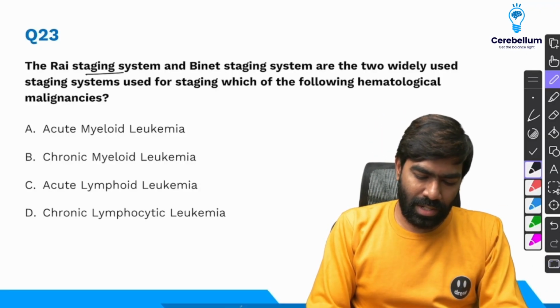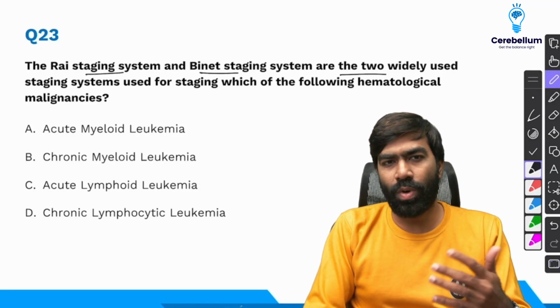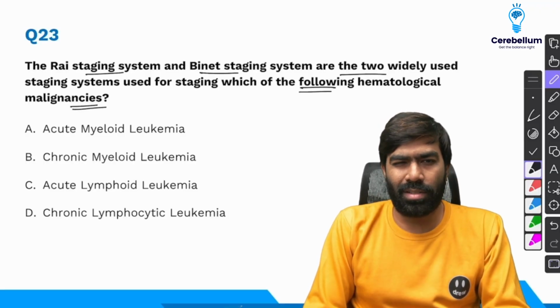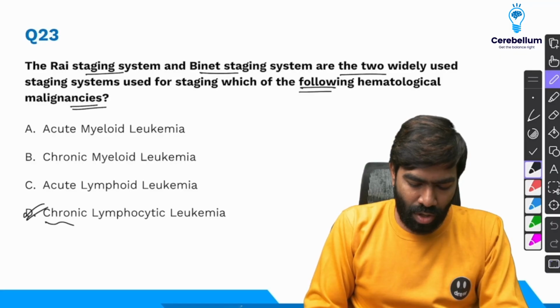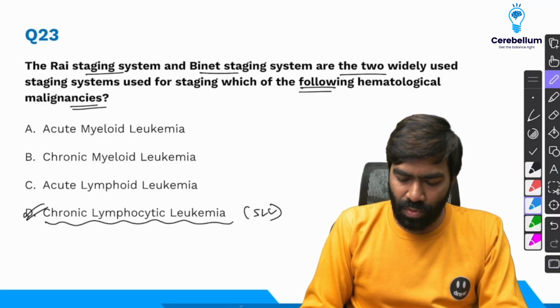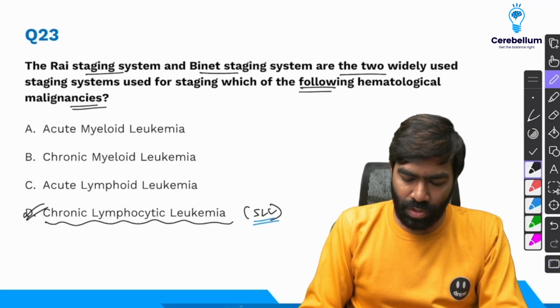23rd question, Rai staging system and Binet staging system are two widely used staging systems for staging which of the following hematological malignancies? Of course, it's going to be CLL, chronic lymphocytic leukemia. If it's only going to involve the lymph nodes, it's also called small lymphocytic lymphoma.